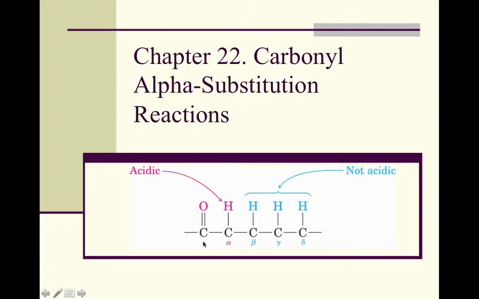Taking a look at this general structure here, here's our carbonyl group. And as we've learned earlier, one carbon away from the carbonyl group is the alpha position. And I like this graphic because it also displays that the next one over would be beta, then gamma, then delta. And what we're going to look at in this section specifically are these hydrogens on the alpha carbon. That's where we're going to have our carbonyl alpha substitution reactions. These other hydrogens are not acidic.